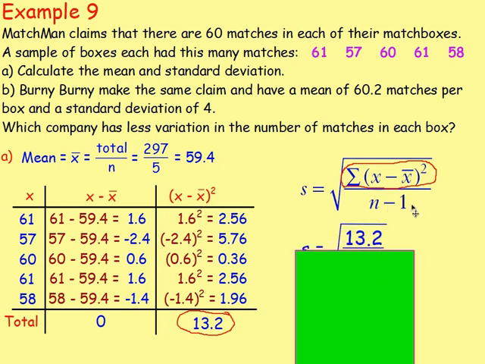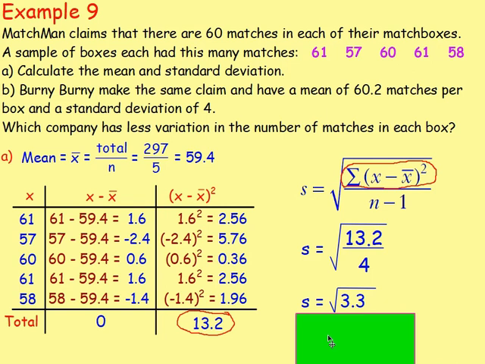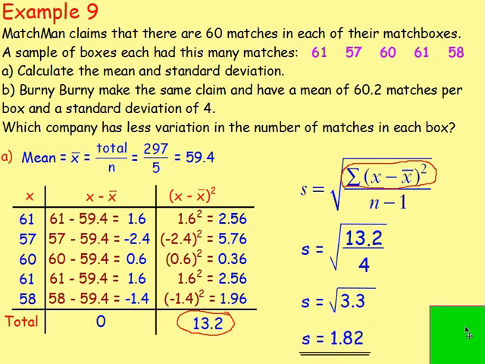And we're dividing that by n minus 1. N is how many numbers we have. How many numbers do we have? 1, 2, 3, 4, 5. Take 1 away and it's 4, so it's the 13.2 divided by 4. If we work that out, 13.2 divided by 4 gives you 3.3, and then we square root it to give us 1.82. That is your standard deviation for the matches in the box for Matchman.